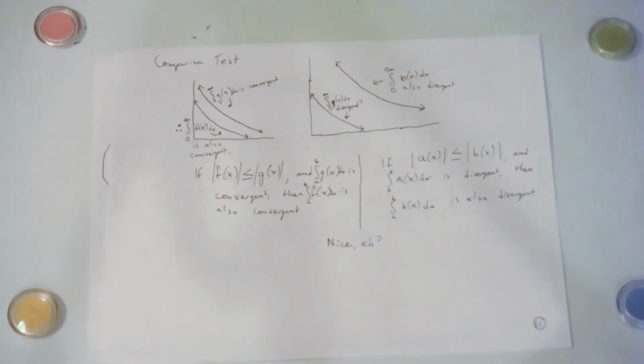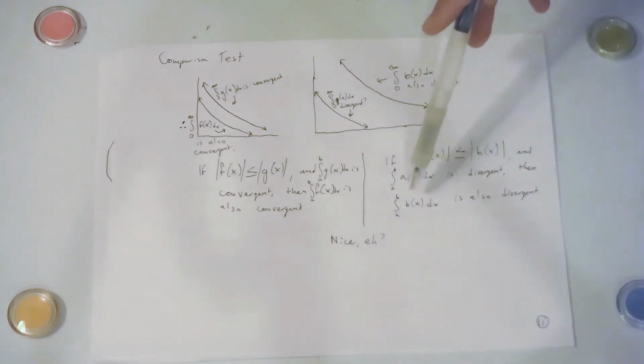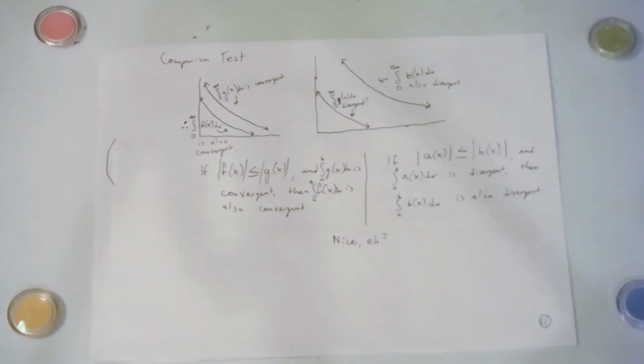As you might expect, the comparison test goes the opposite way for divergent functions. If you know that a of x is divergent, and that b of x's absolute value is greater than or equal to a of x's absolute value on the domain over which we integrate, you can say that b of x is divergent and call it a day. If, however, b of x's absolute value is sometimes greater, you cannot make a determination using the comparison test.